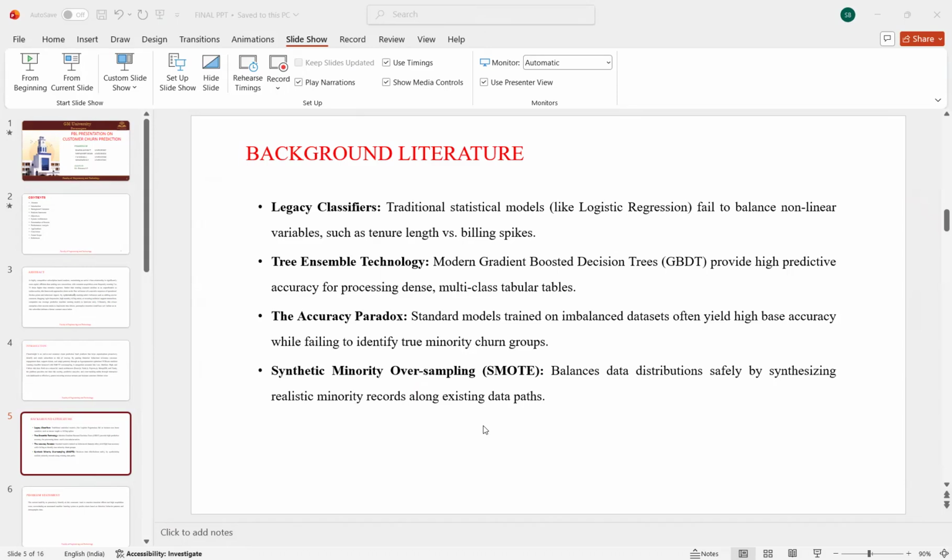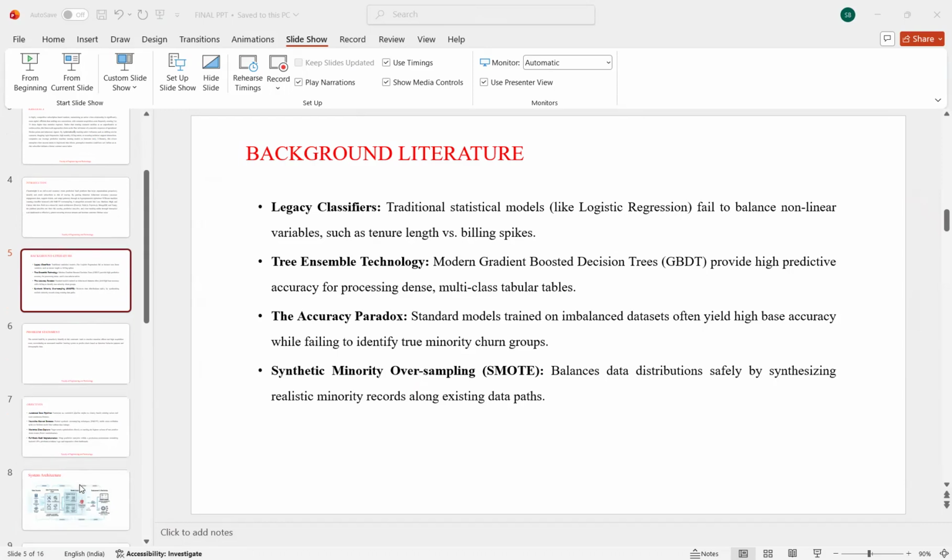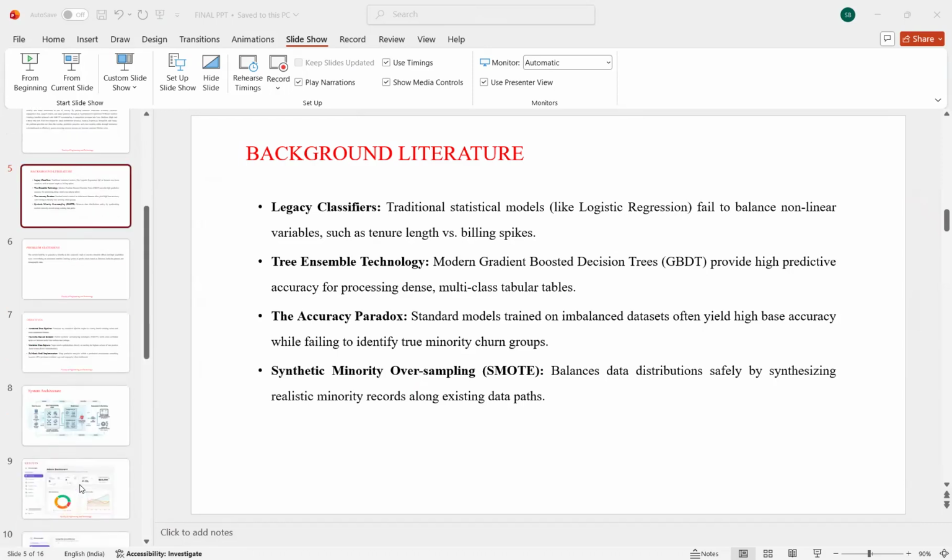Next is the accuracy paradox. Sometimes a model shows high accuracy but still fails to identify important cases. For example, if 90% of customers stay and 10% leave, predicting everyone will stay gives 90% accuracy, but churn customers are missed. Next one is SMOTE. It means Synthetic Minority Over-sampling Technique. When data is imbalanced, SMOTE creates artificial samples of minority data like churn customers. This helps the model learn better and improves prediction.